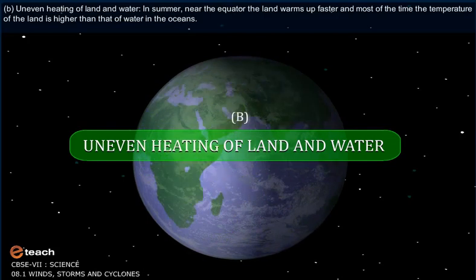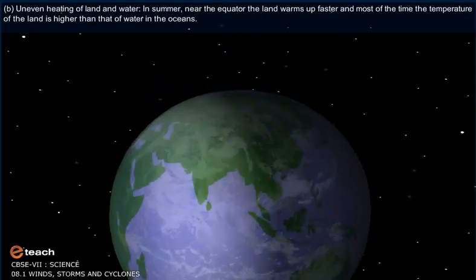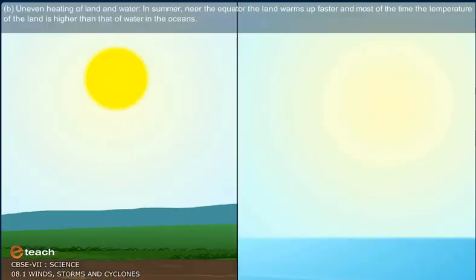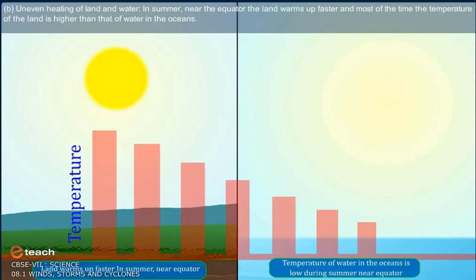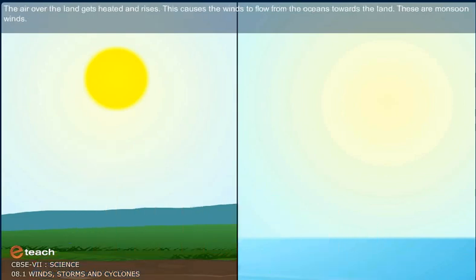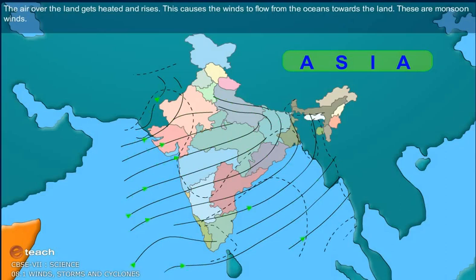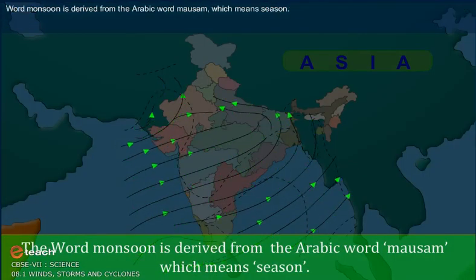B. Uneven heating of land and water. In summer, near the equator, the land warms up faster, and most of the time the temperature of the land is higher than that of water in the oceans. The air over the land gets heated and rises. This causes the winds to flow from the oceans towards the land. These are monsoon winds. The word monsoon is derived from the Arabic word mawsam, which means season.